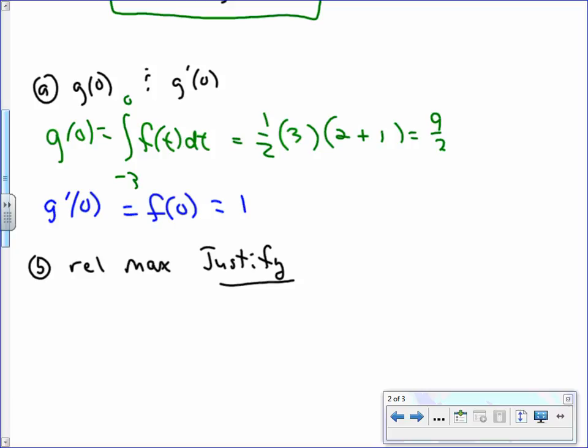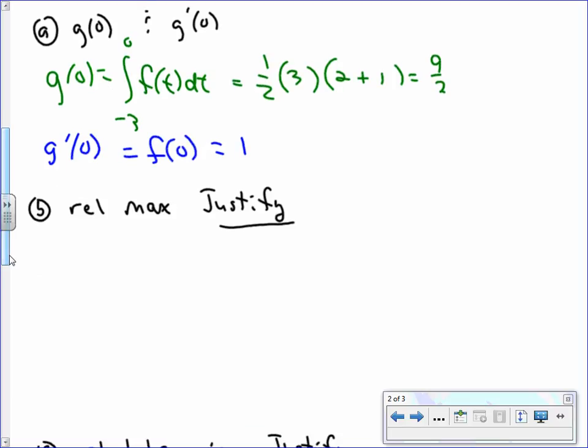The second question says, find the relative max. Now I'm going to stop right here. Find the relative max of what? What does it say find the relative max of? Of G. Okay? Make sure you are writing down G in your justification. How do you justify a relative max? G prime positive to negative. Write it down.